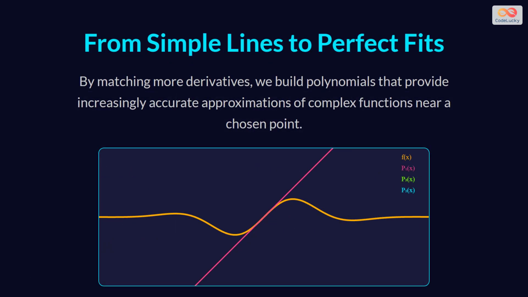In conclusion, Taylor polynomials provide a systematic way to approximate complex functions. We start with a simple tangent line and build upon it, adding more terms to match more derivatives, resulting in an increasingly accurate polynomial that captures the essence of the original function near our point of interest.